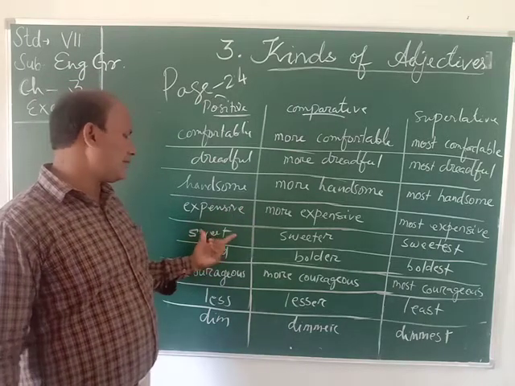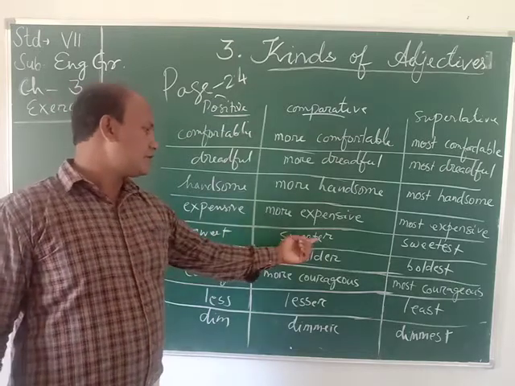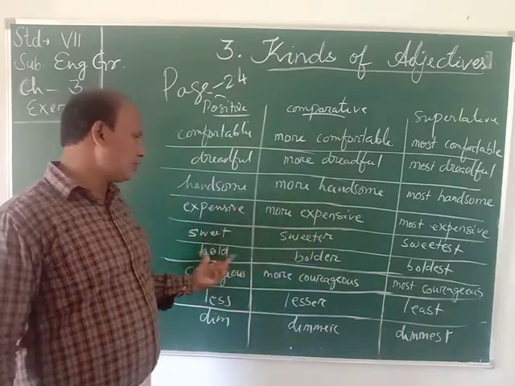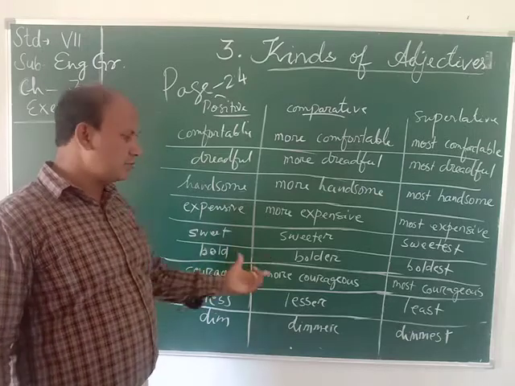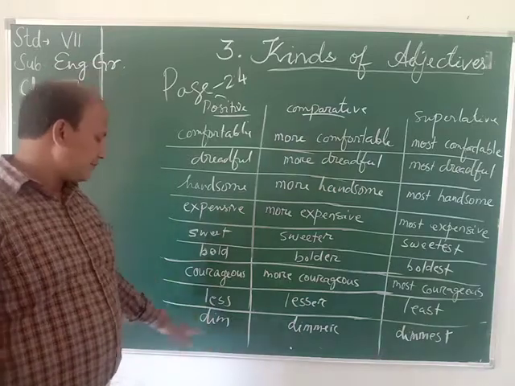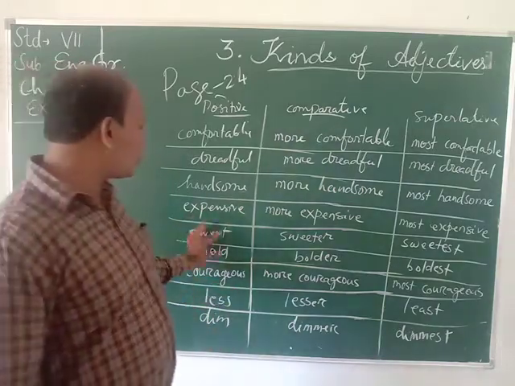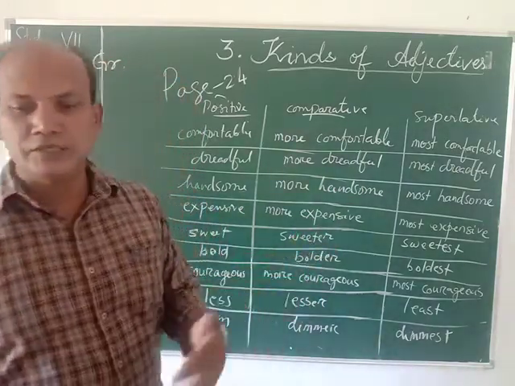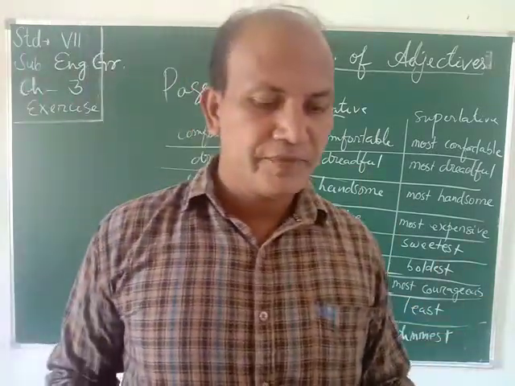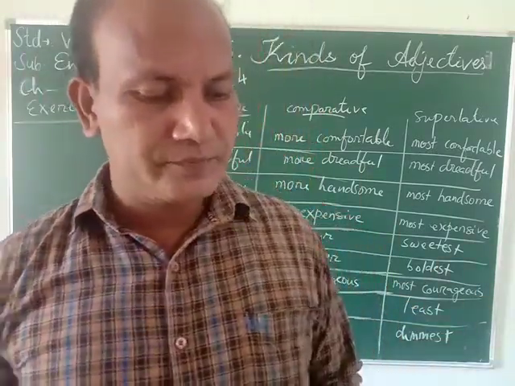For short words, of one, two, three letters, we use ER and EST. We use it in the short ones. Bold, bolder, boldest; courageous, more courageous, most courageous; less, lesser, least; dim, dimmer, dimmest. In the short ones, ER and EST we use. In this way we can practice it. Did you understand? Now the next point.